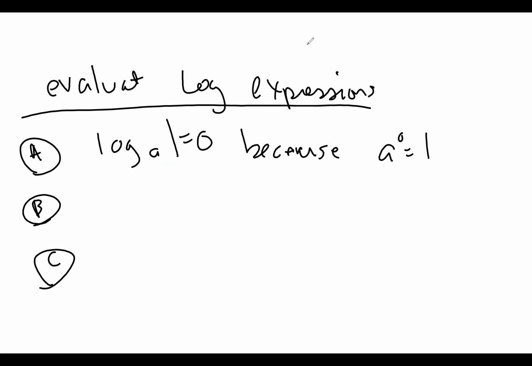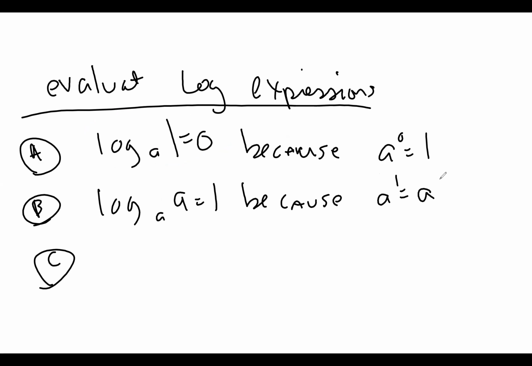All right, the second thing that we need to be aware of is if we have log base A of A, that equals 1. And we are allowed to assume this because A to the first power is just A. Right? So if I were to draw these arrows in, I would get, oh, look, A to the first power is A. Yep, that's true.